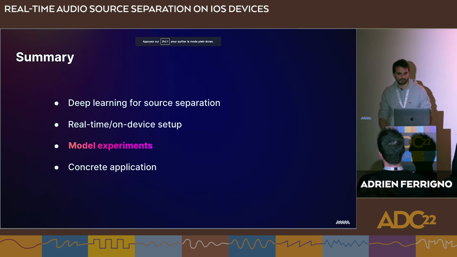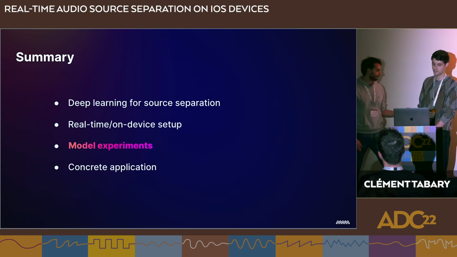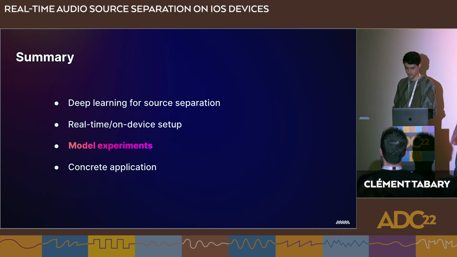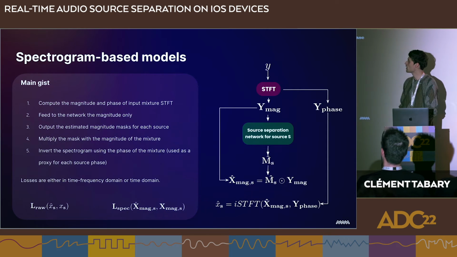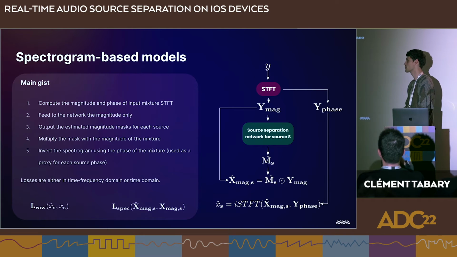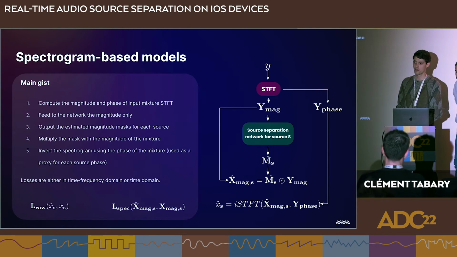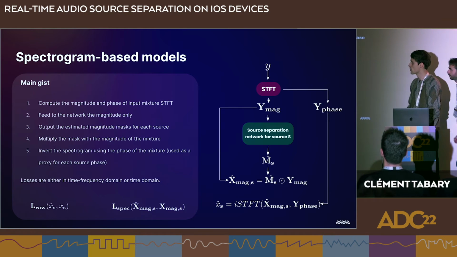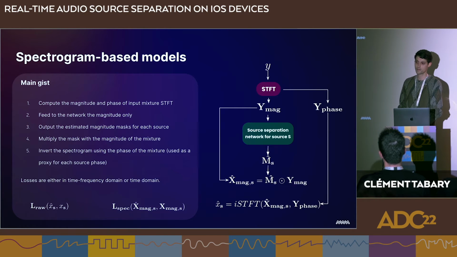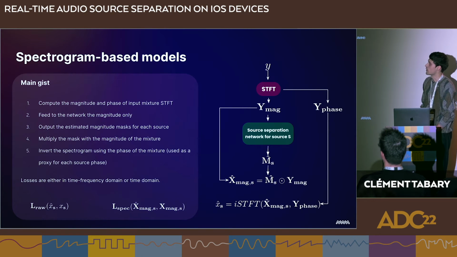Okay, now let's move on to the network cooking part. First of all, just to remind you that the vast majority of source separation models fall into 2 categories. Either you input raw waveform and they output raw waveforms as well, or you use spectrogram-based models, where you use the STFT as input and they output STFT as well. And this second type of model is more common.